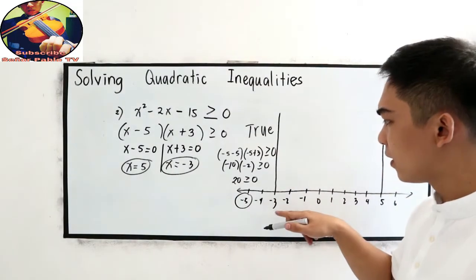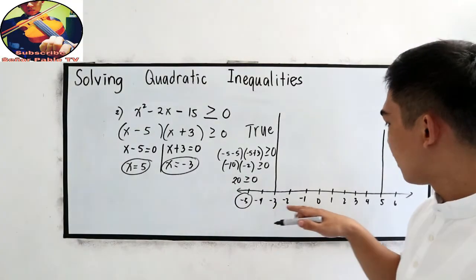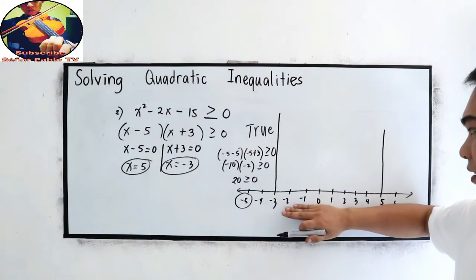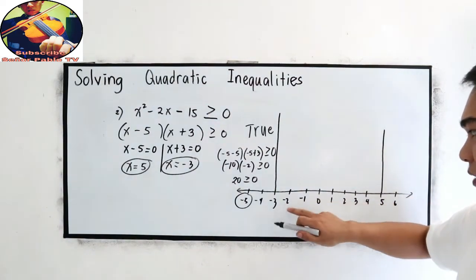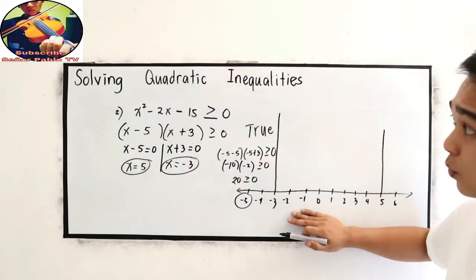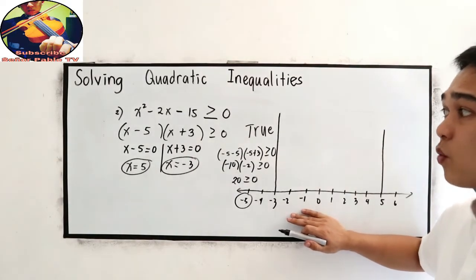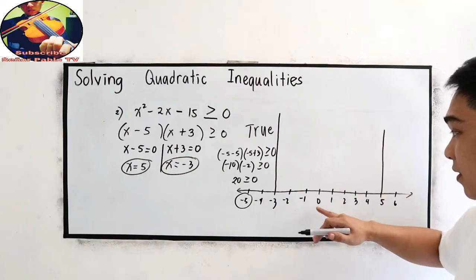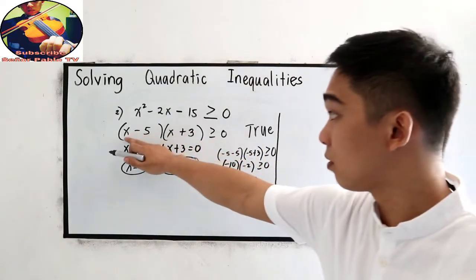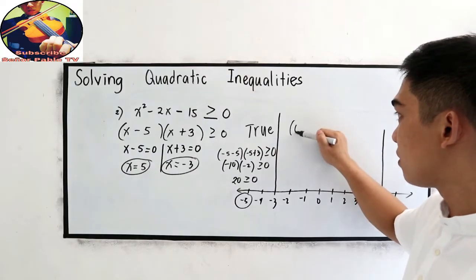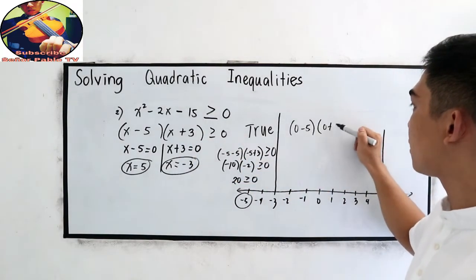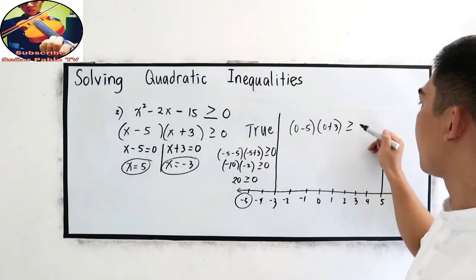Next. Now, let us choose between the following numbers. Negative 2, negative 1, 0, 1, 2, 3, or 4. To check whether it satisfies our inequality. Let us pick the easiest one, the 0. So, change x to 0. 0 minus 5. 0 plus 3. Greater than or equal to 0.